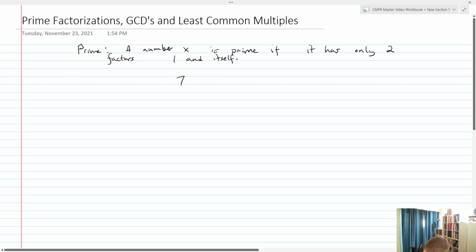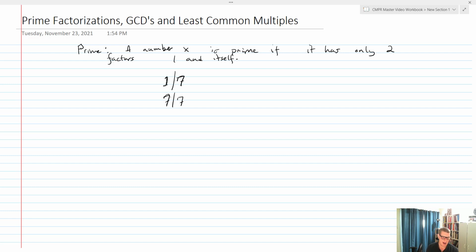So 7 is only divisible by 1 and 7, right? Everything else, not divisible. Now, when we talk about divisibility, we want to make sure that we know this is only integer division, okay? We're not talking about dividing by fractions. What we know is, 1 will divide 7, 7 will divide 7, and that's it. Okay, so 7 is prime.